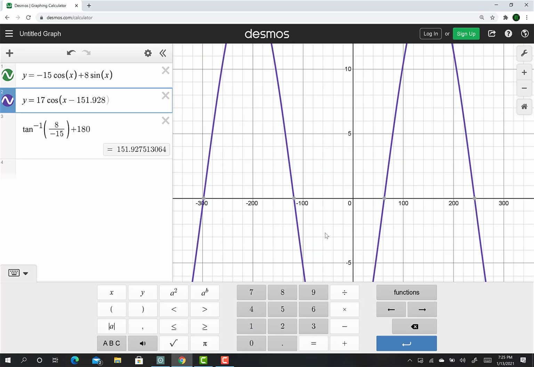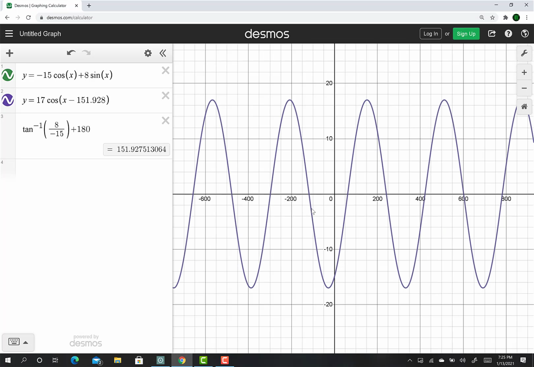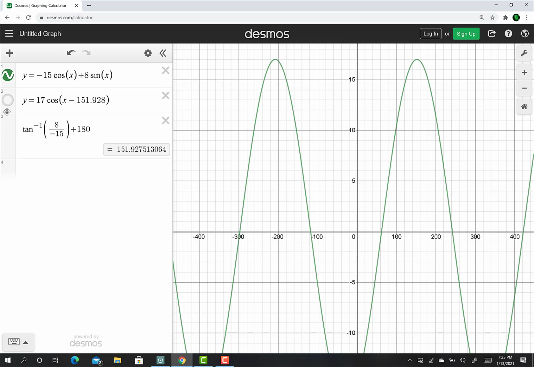151.928. And the reason why you're not seeing the graph is because the purple one is on top of the green one. So there it is. And as soon as I push this one, it's on top of it. Yay! Another successful one, guys.